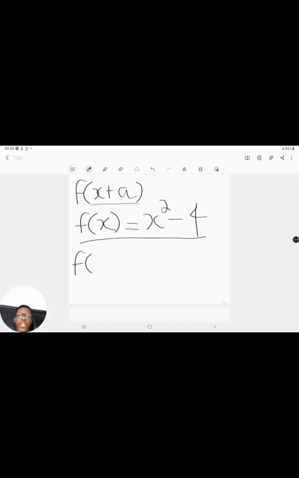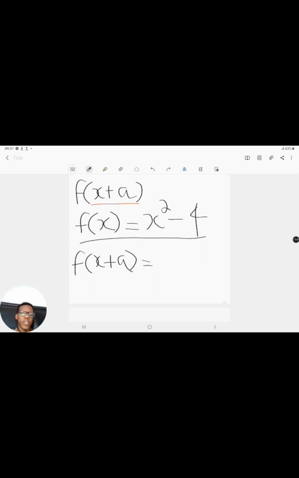Well, you will say f of x plus a is equal to, now remember I said the function is called f, and it is made up of x. So wherever you see a variable, you will substitute x plus a. So where's our variable here? Our variable is x, in our original function. So wherever you see x, you will put in x plus a.